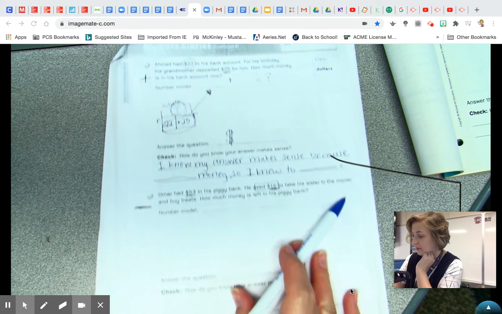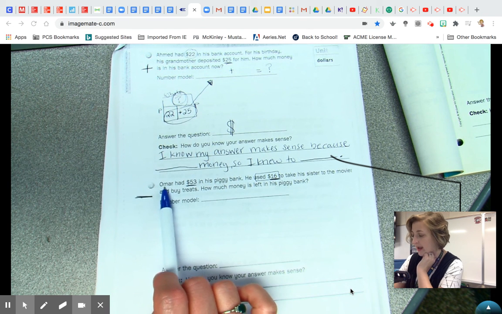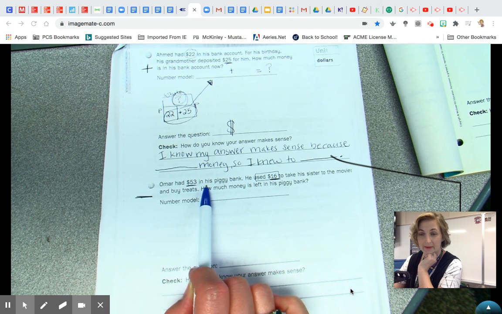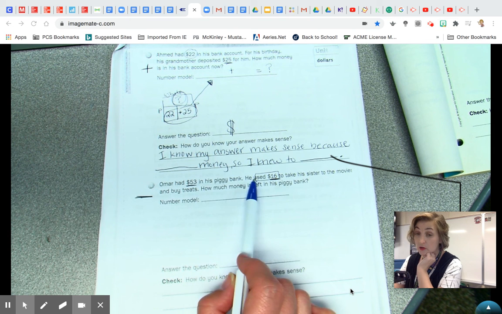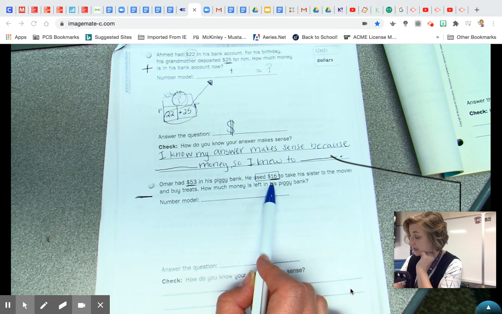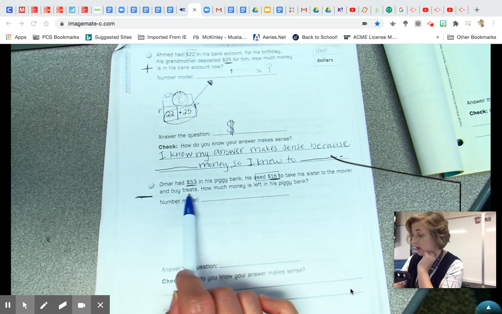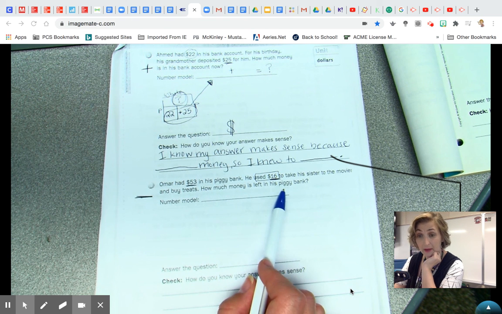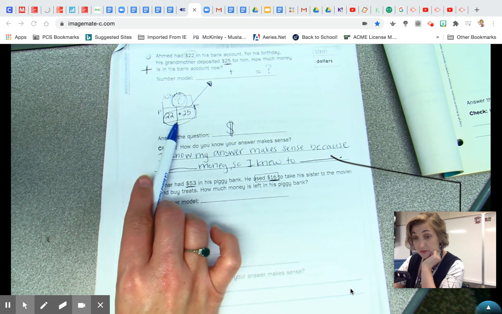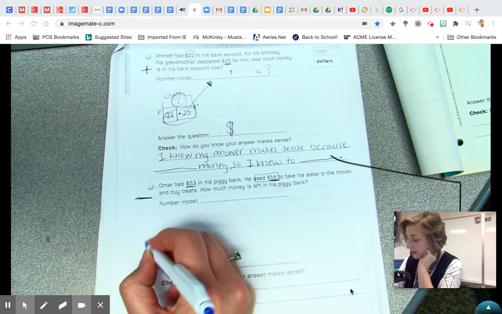Okay, number 4. Omar had $53 in his piggy bank. He used $16 to take his sister to the movies and buy treats. How much money is left in his piggy bank? Well, we could do a part to part, or let's try the change one.